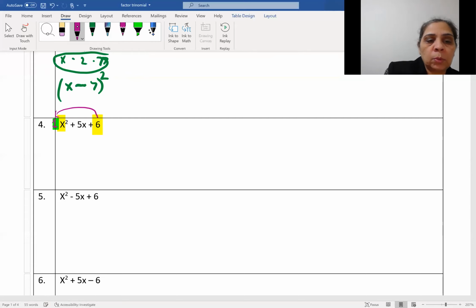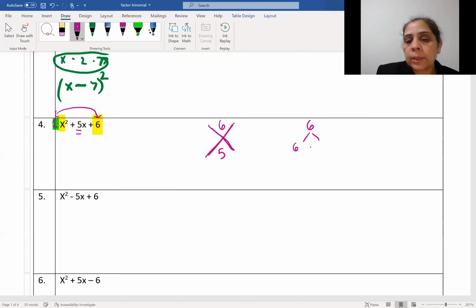So always we will do the product of these two terms, right? We will find factors like this. We will write in a cross. So whatever the product, 1 times 6, we will write down the product right here, 6. In the middle term, the coefficient is 5. We will write that here at the bottom. Now we need to check the factors of 6, right? 6 times 1 is 6. And you will check, 6 plus 1 is what? 7. So this one will not work.